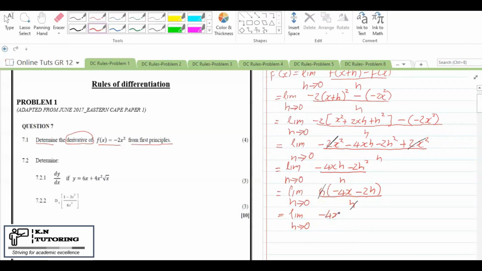minus 4x minus 2h. Now that I don't have h as a denominator, we know that since this is limit as h approaches 0, this will be the same as saying minus 4x minus 2 times 0. Therefore, our final answer is going to be minus 4x, and that will complete your question.